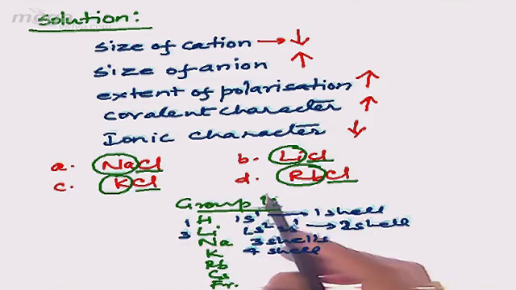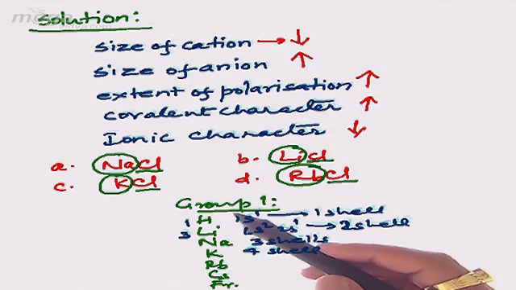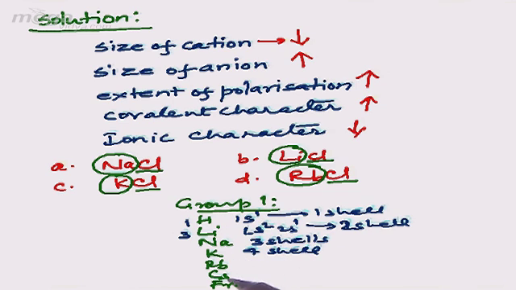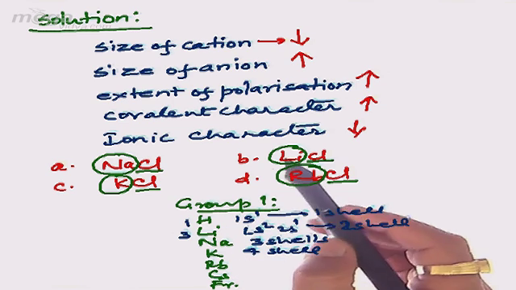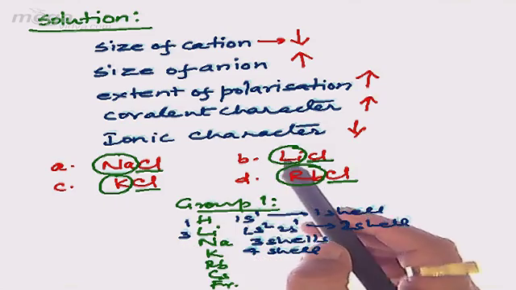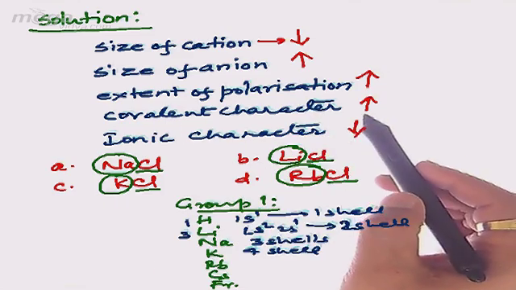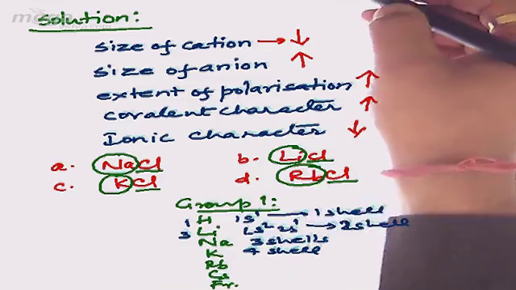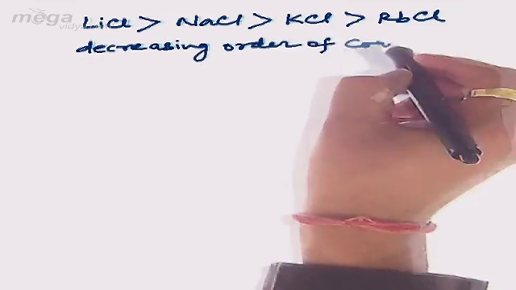Now here in all the 4 options the cationic part belongs to the same group, and on moving down the group the size increases, so lithium being at the top among the 4 will have the least size, so maximum covalent character. So after LiCl we will have NaCl, then KCl, then rubidium chloride. So this is the decreasing order of covalent character.